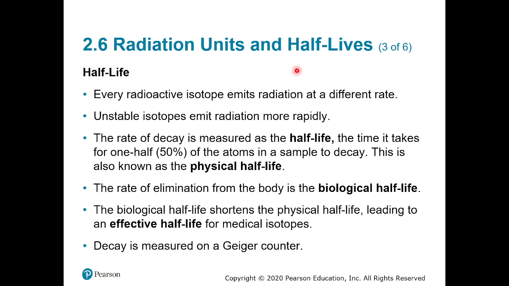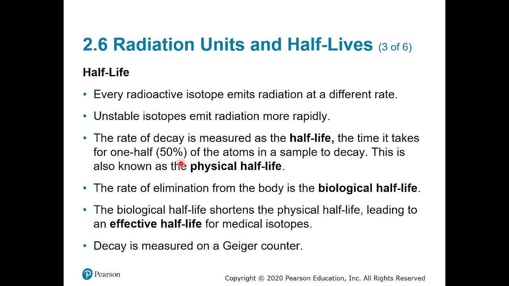Okay, so let's talk about half-lives. Every radioactive isotope emits radiation at different rates. The unstable isotopes emit radiation more rapidly. The rate of decay is going to be measured as the half-life. That's the time it takes for half of the atoms in the sample to decay, and you only have half of your sample remaining as the original radioactive isotope.